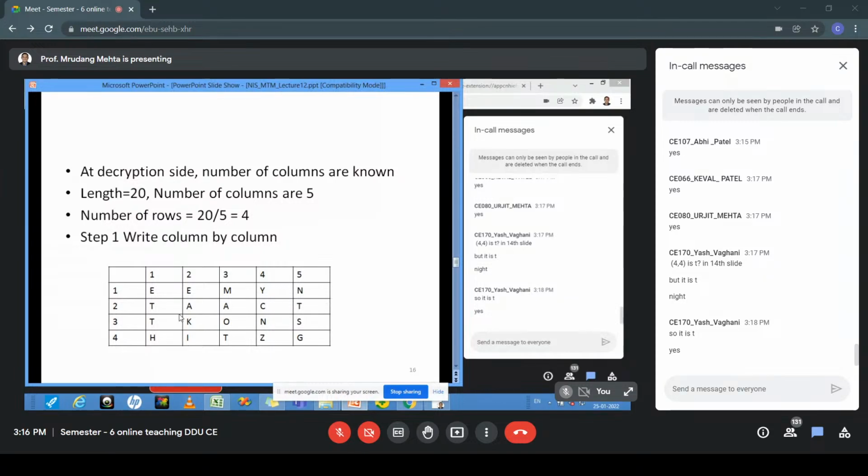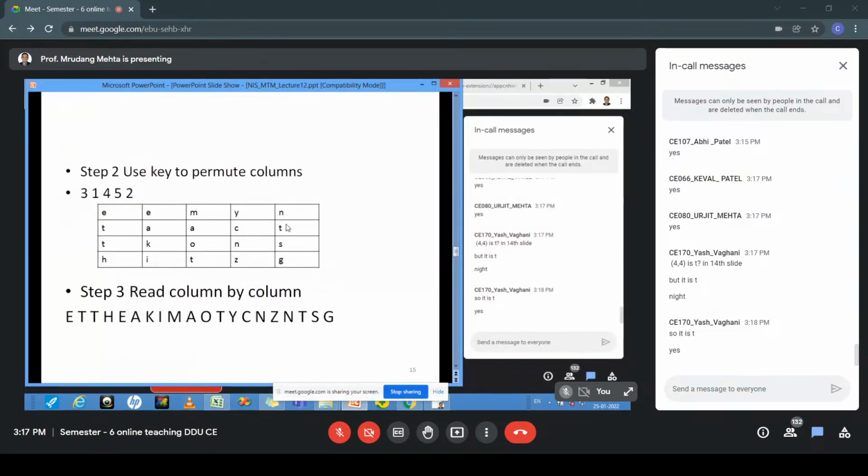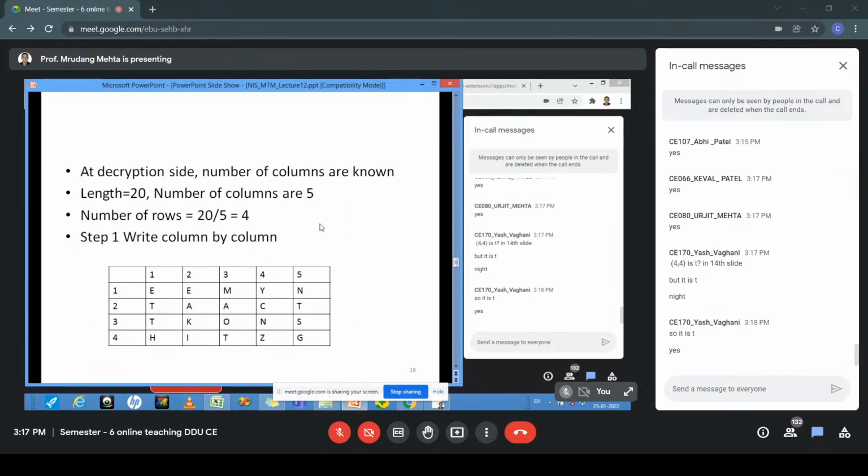So at the decryption side, the number of columns is known. The length is 20, so the number of columns is 5. In this particular ciphertext, we have how much length? 20. And the number of columns is 5.